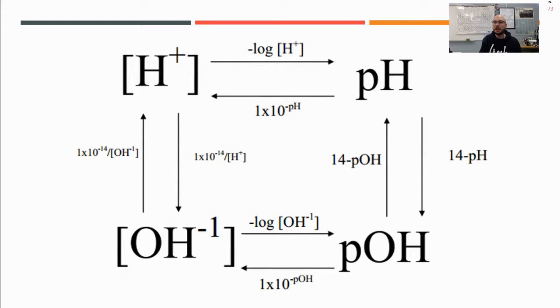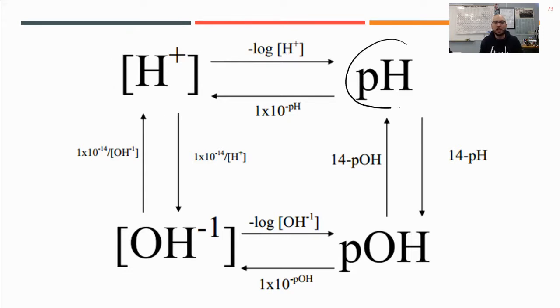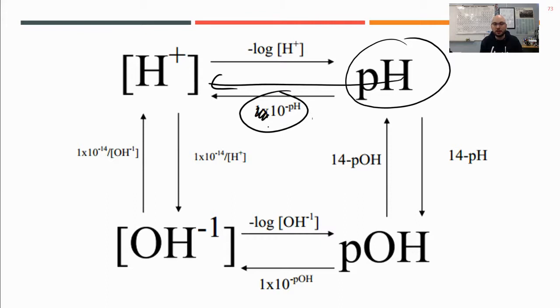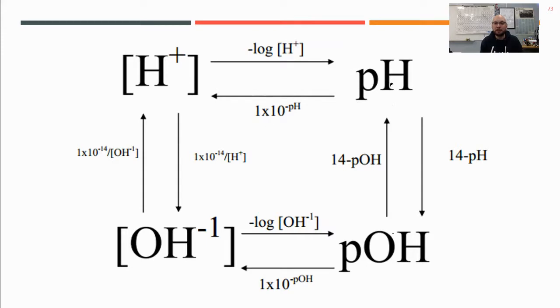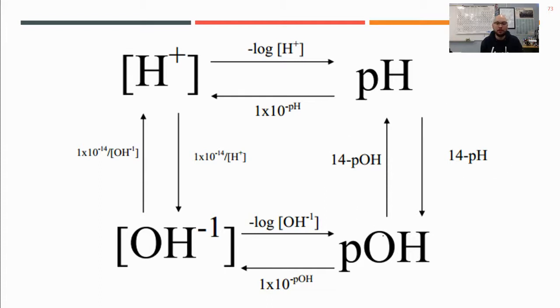This slide is nice because it shows how to move from one to the next. So just highlight slide 73 so you can use it when you're doing your practice questions. We can see that we can move from H plus to pH by taking the negative log of that H plus value, and pH back to H plus by 1 times 10 to the power of. That doesn't really matter, so we just cut that out. Just take 10 to the power of negative pH. We can move from pH to pOH by using 14 minus what we have to get to the other one. And then we can go from pOH to OH minus using the same idea as H plus on the top.